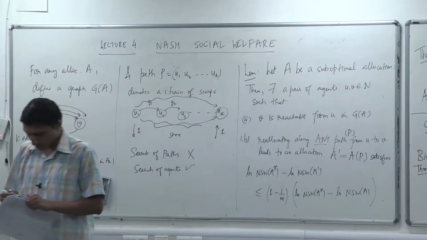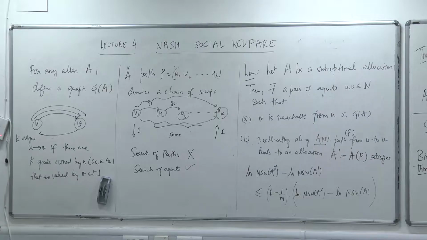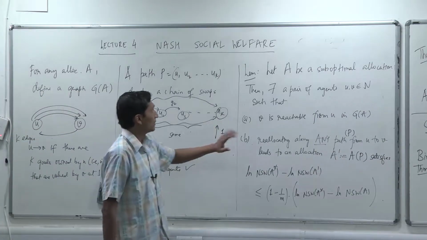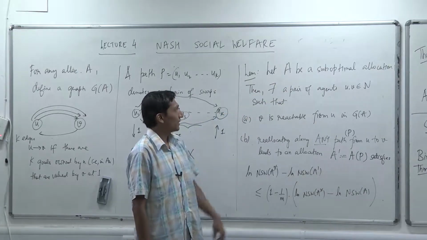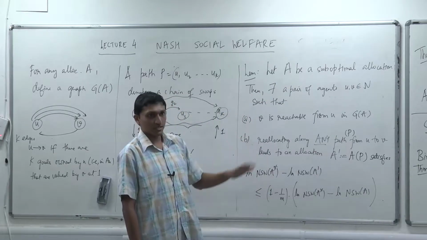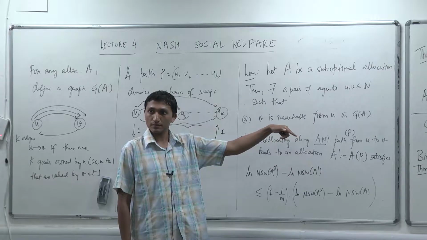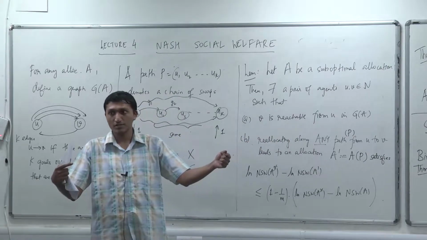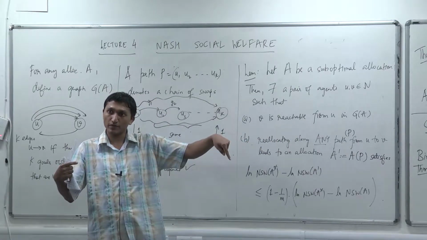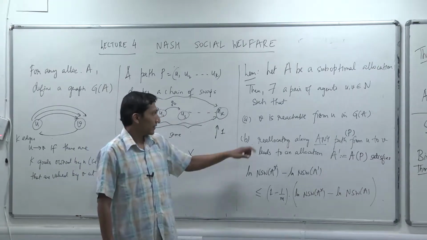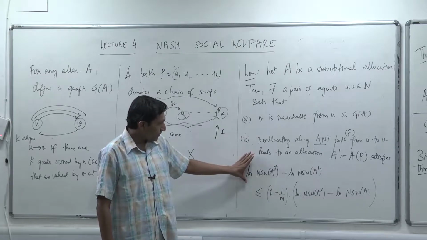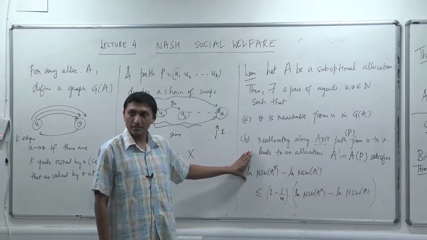Okay, so this is a bit of a mouthful, so let's break down what's happening here. Start with the suboptimal allocation A. The lemma says that there exists an improving path. There exists a pair of agents and some path between them that could lead to some improvement in the Nash social welfare. Part B of the lemma quantifies that improvement.